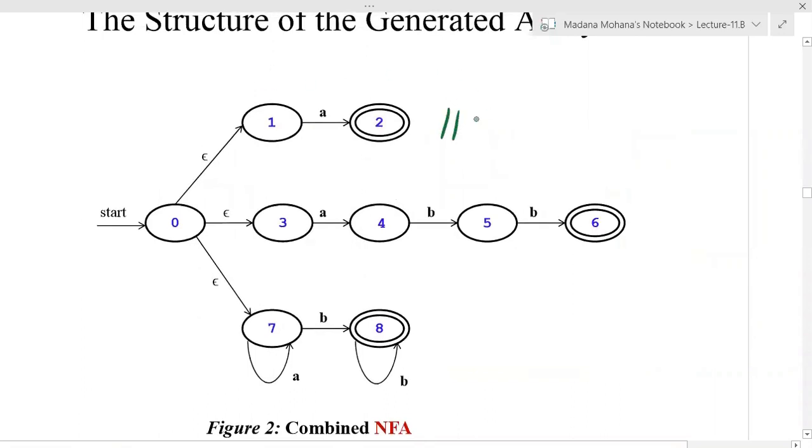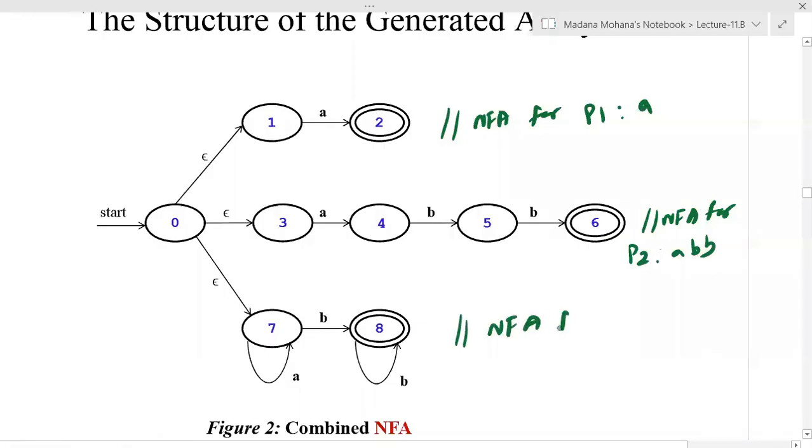Now see this is the NFA for pattern P1, that is A. Here you can see A, B, B. This is the NFA for pattern P2. Now this is the NFA for pattern P3, that is A closure, B positive closure. These are combined in parallel, not in series, because these are all different patterns.